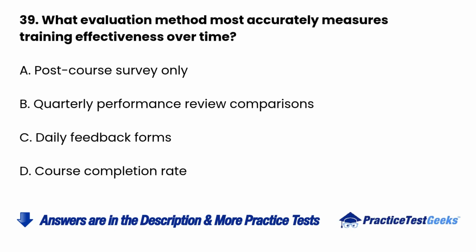39. What evaluation method most accurately measures training effectiveness over time? A. Post-course survey only. B. Quarterly performance review comparisons. C. Daily feedback forms. D. Course completion rate.